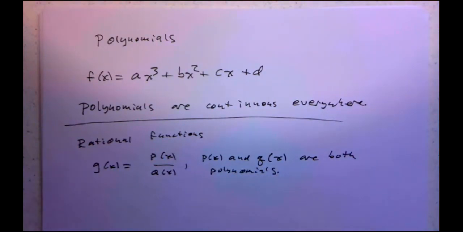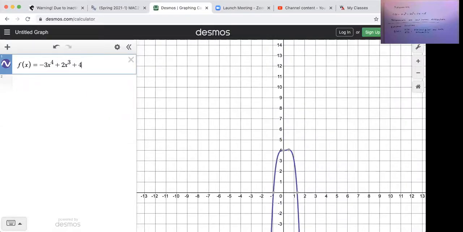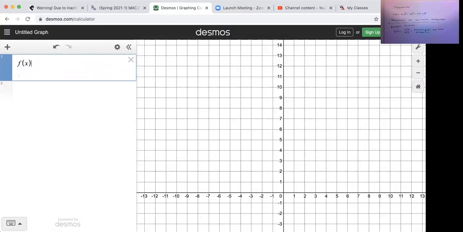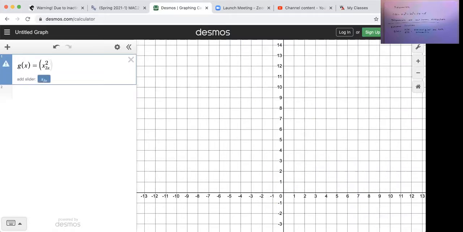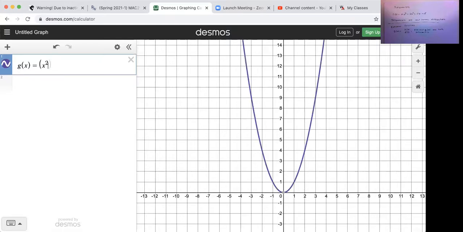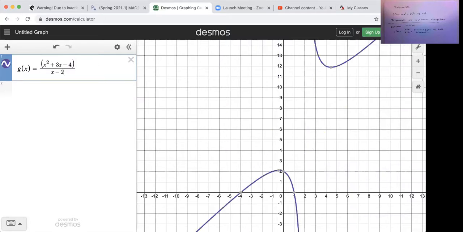So here we go. P of x and q of x are both polynomials. Now, are they continuous everywhere? Let's take a look at a fairly straightforward example. Polynomial on the top, polynomial on the bottom. So let me just call it g to be consistent with the other page. So I'm going to say x squared plus 3x minus 4. That is a polynomial divided by x minus 2.